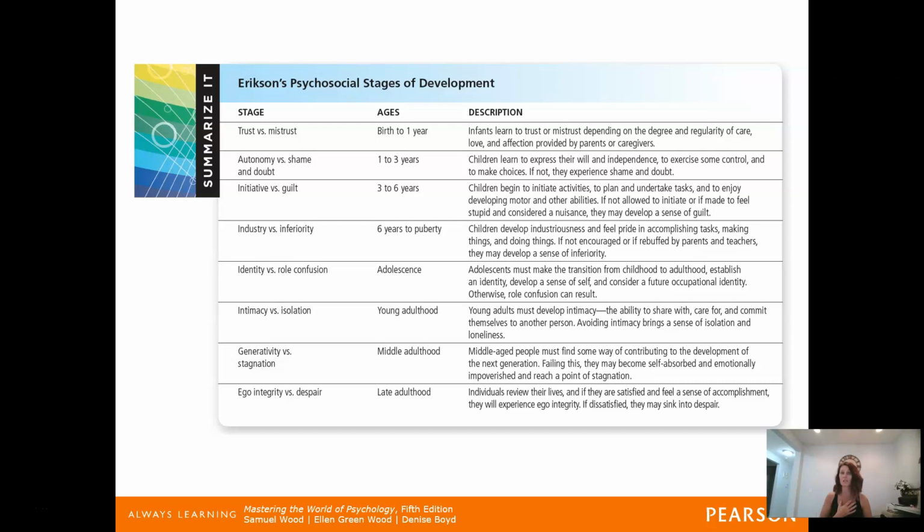So if you didn't trust me, would you want to come into class? Would you want to be able to talk to me? Would you want to be opened up in class and have these crazy topics that we discuss all the time? Probably not. Your second stage is autonomy versus shame and doubt.